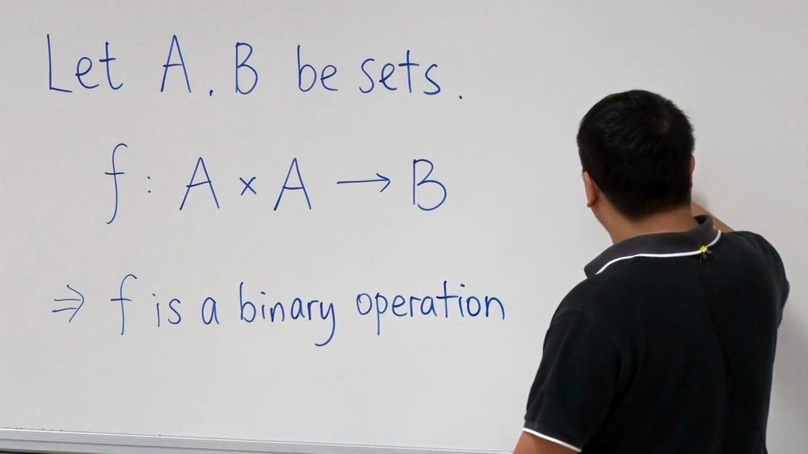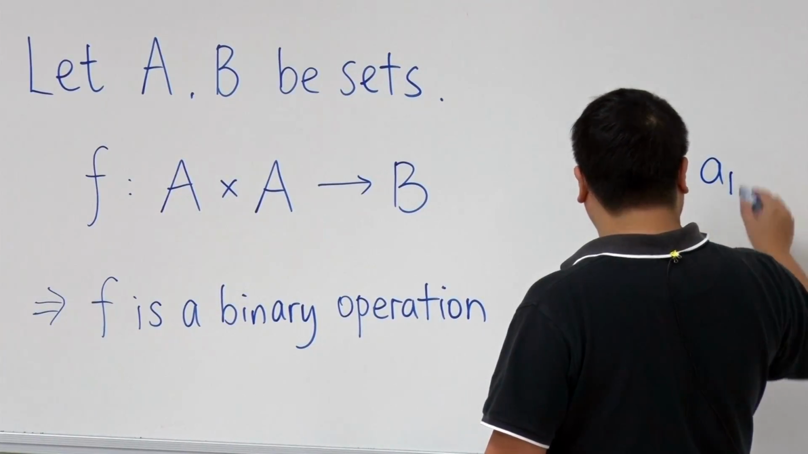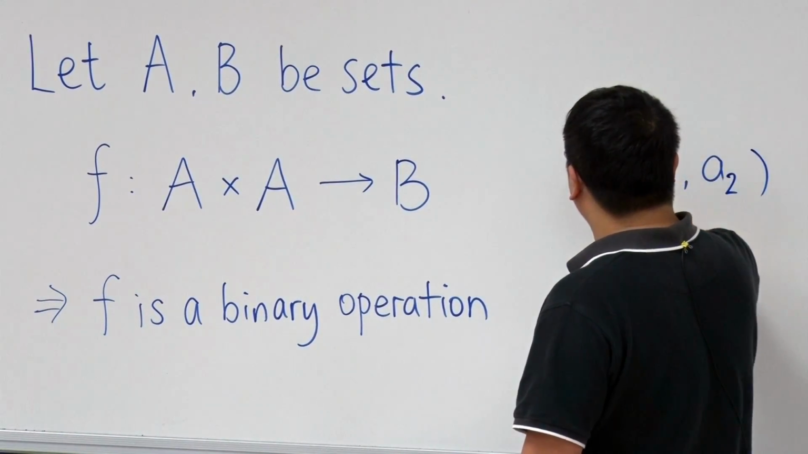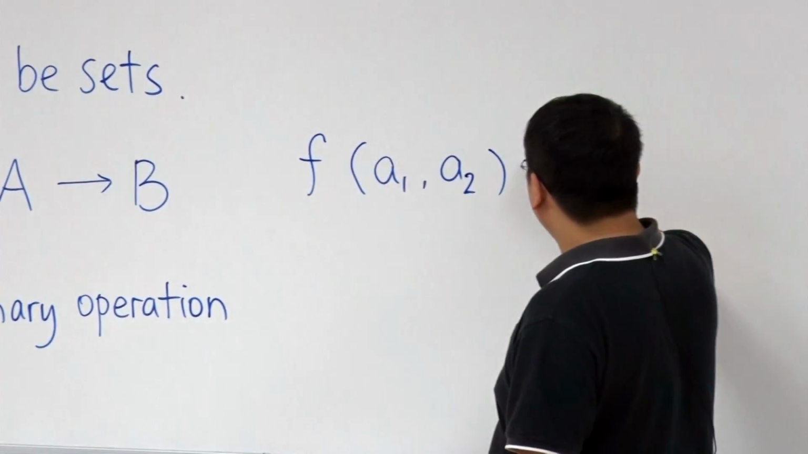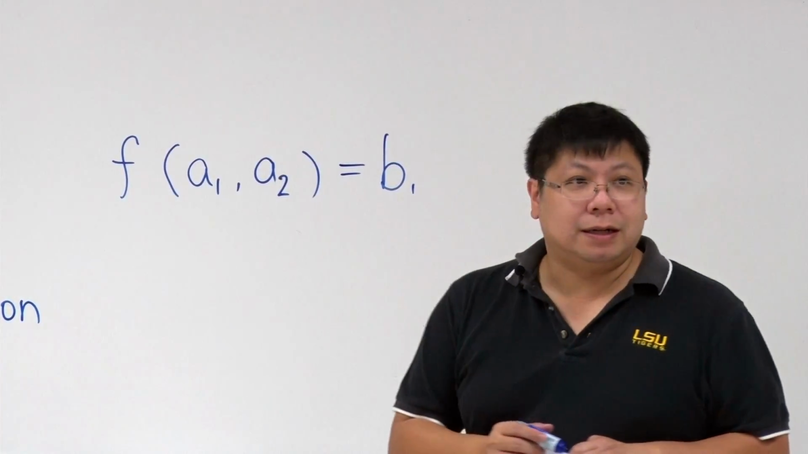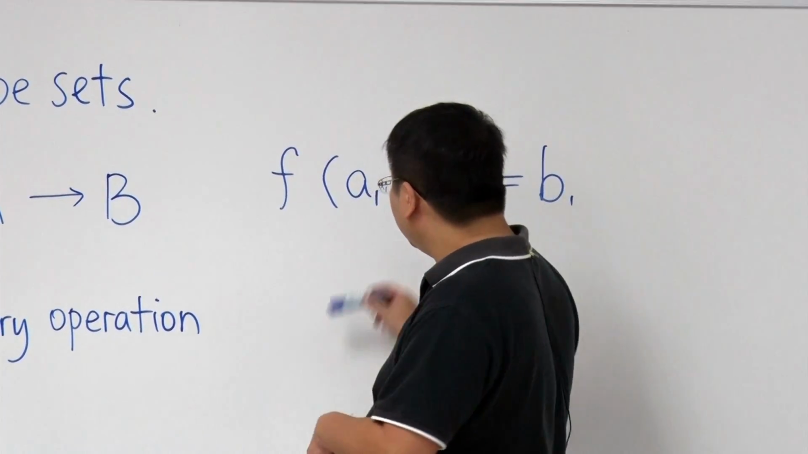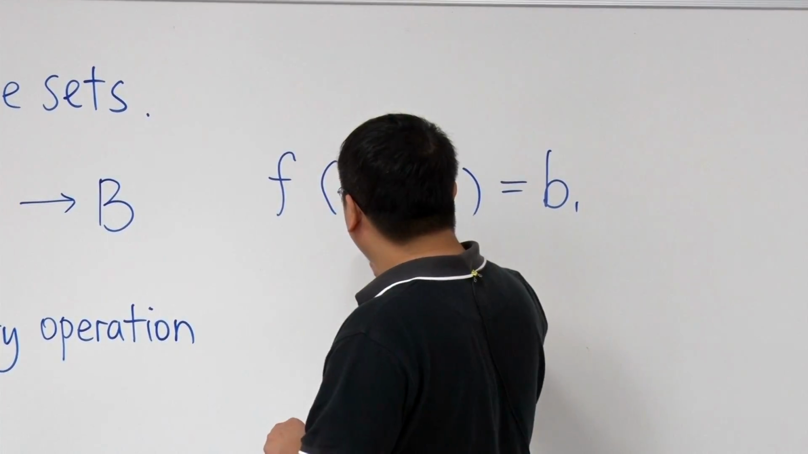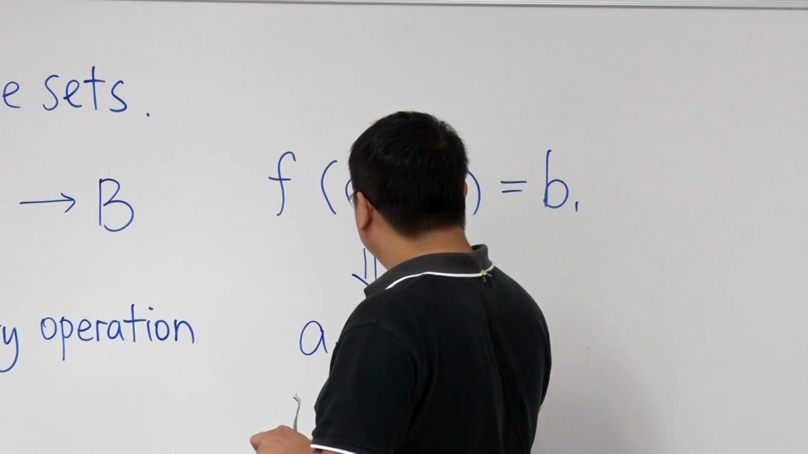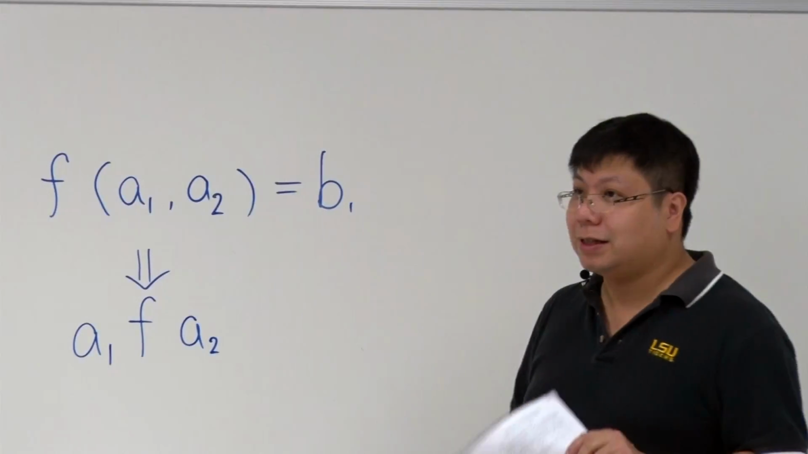For instance, if we take some element a1 from A, and some element a2 from A, then based on this function, we can compute the value f(a1, a2), and we will get something, let's say b1 from B. Because this is a binary operation, it always takes two elements from A. We can also have an alternative way to write it: we put this f in the middle of the two items that we are going to operate, a1 f a2.